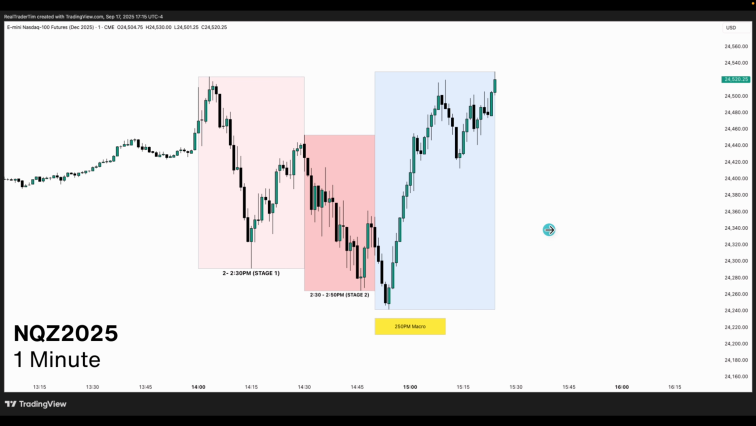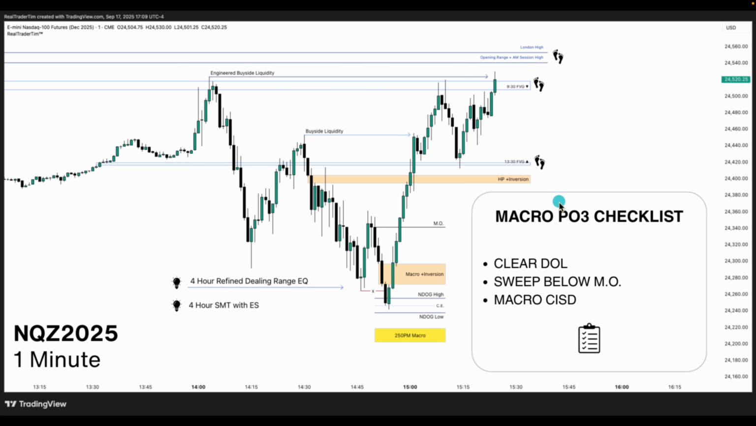Okay, so let's go even further and dissect this down to a trade execution and see how we could have caught an entry utilizing everything we have laid out here. Okay, so same fractal of price and macro power 3 checklist. This is what we're looking for on a daily basis. We need a clear draw on liquidity or bias. We want a sweep below macro opening price, MO. And lastly, for the entry confirmation, we want a macro change in the state of delivery. Okay, so when we have these three things aligning, and this checklist is in alignment with the higher time frame narrative, the higher time frame direction, this is when it becomes extremely favorable.